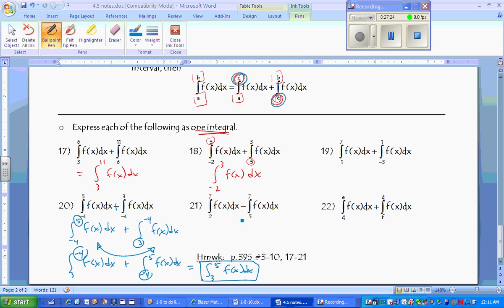Same kind of thing here with number 21. You have to do the same thing with 22. This one, it's already a plus. We can't change it by switching those limits, upper and lower limit. But we can go ahead and just rearrange the order in which we're adding these. So definite integral from f to d of f of x dx plus the definite integral from d to e of f of x dx. So this one comes out to the definite integral from f to e of f of x dx. Alright, go ahead and try 19 and 20 on your own, please. And then we'll check them, and we will be done with notes.